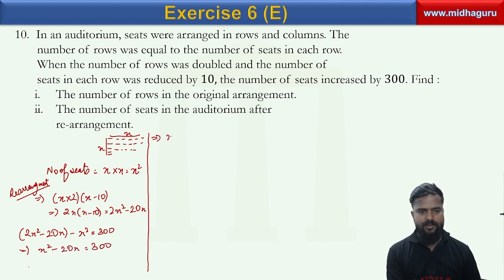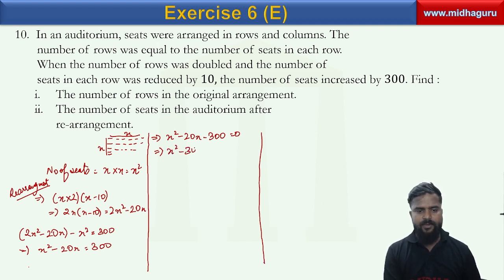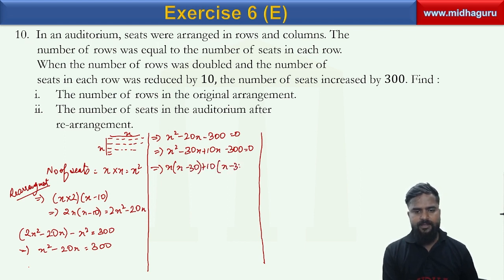Now if we bring 300 to the other side, we get x squared minus 20x minus 300 is equal to 0. So we have to split minus 20 such that the two coefficients add up to minus 20 and produce minus 300. So we get x squared minus 30x plus 10x minus 300 is equal to 0. We take x as common, x minus 30, and then we take plus 10 as common, again we get x minus 30. So now we have x plus 10 into x minus 30 is equal to 0. So x is either equal to minus 10 or equal to 30.